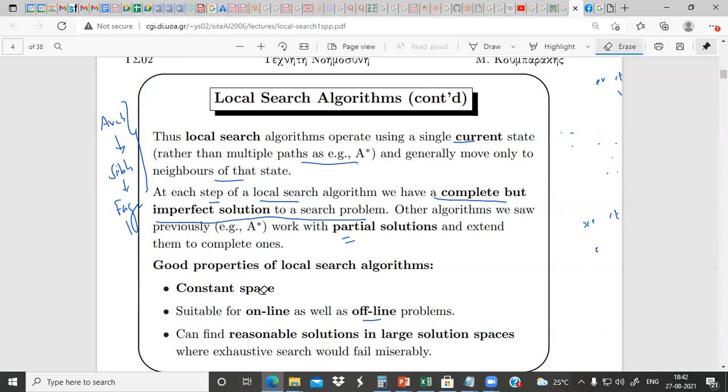So the first is about the space. The second is that it can be used for both online and offline problems. The third is about time. It can find a reasonable solution even in a large solution space, where a normal exhaustive search algorithm may fail.